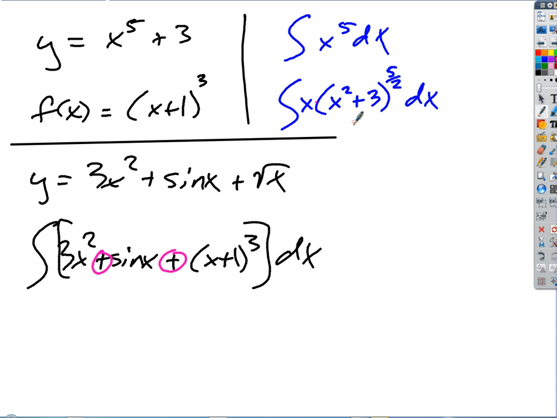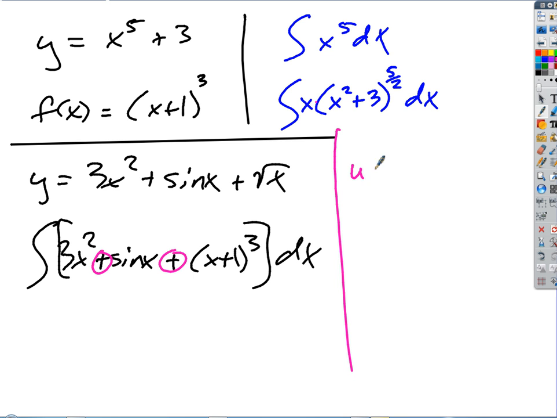Now, if that 5 halves weren't there, if we're taking the power of a sum, we could just distribute the x and use the power rule, right? That would have been easy. It's the fact that we've got this quantity, this x squared plus 3 to the 5 halves that's causing the problems. So that's where we got to make our u substitution.